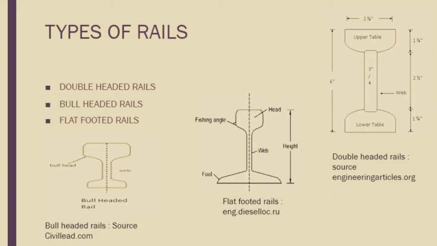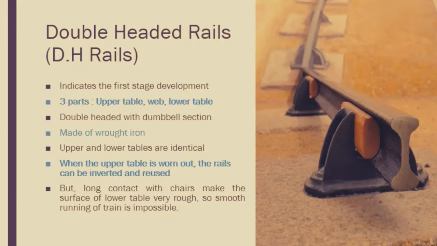I'm not going to discuss the details about these rails here. We will be discussing the details in the following slides. This is a flat-footed rail and this is a bull-headed rail. The first one is the double-headed rail, commonly known as D.H rails among railway persons. It indicates the first stage of development. During the first stage of development of our Indian railways or the world rail networks, they used these types of rails.